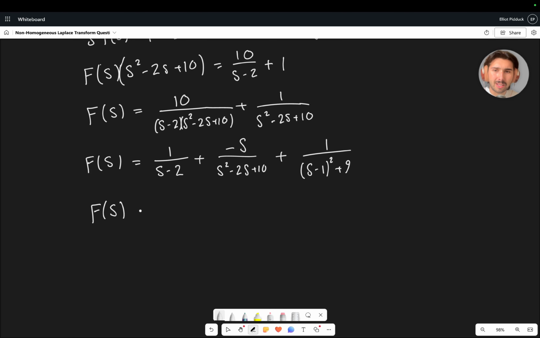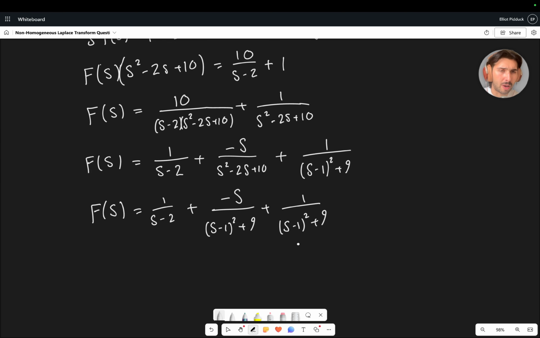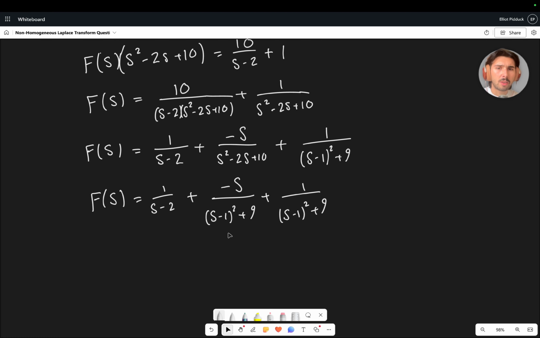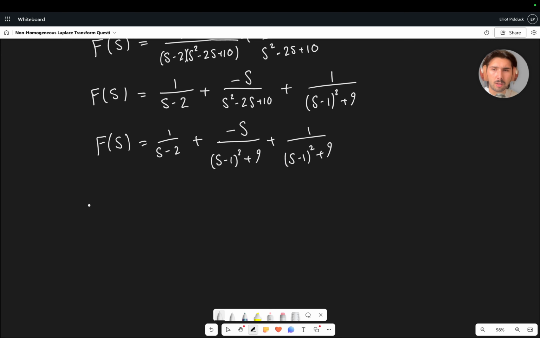Now, to make this a bit nicer, with that middle term here, I'll leave the minus up there, but I'd also like to complete the square on this one as well. Of course, it's the same thing. The reason I'm going to do this is because you might see that the 1 over s minus 2, that's fine. We know what the inverse Laplace transform of that would be. It would be e to the 2t. So there's no issue with that. The other two terms are much harder. However, we can combine them like this.